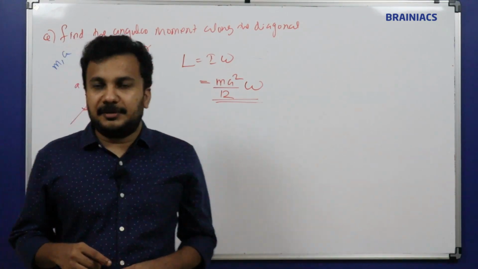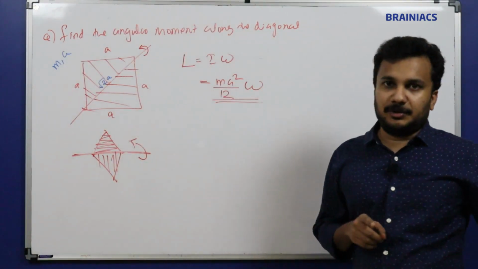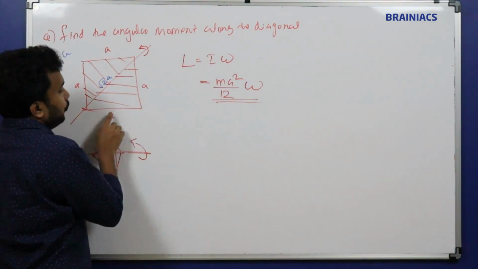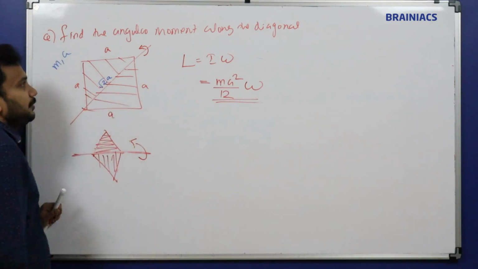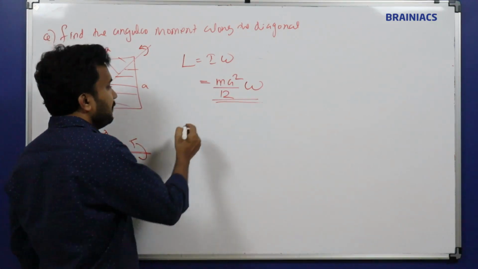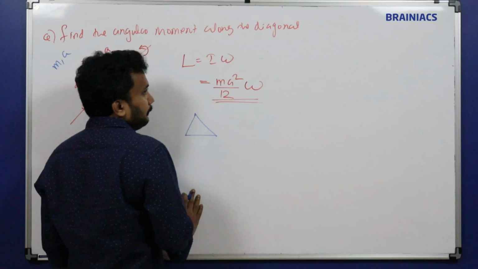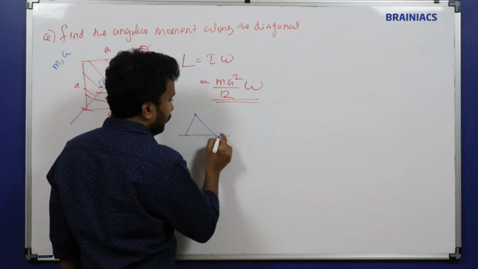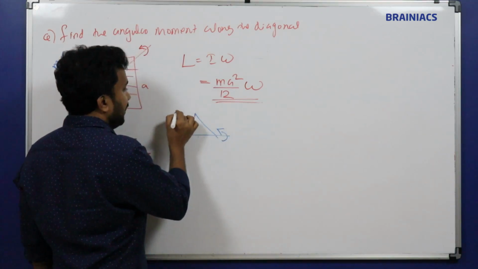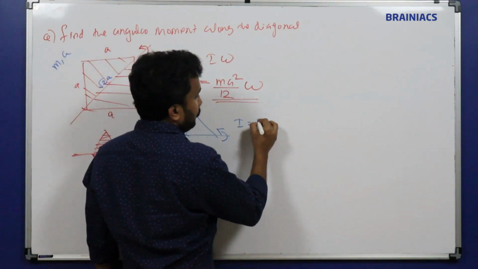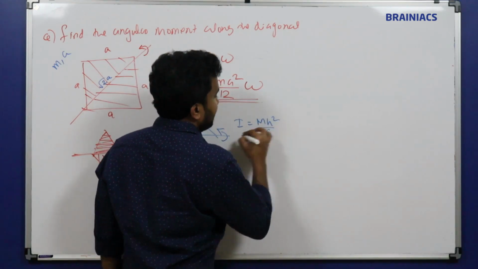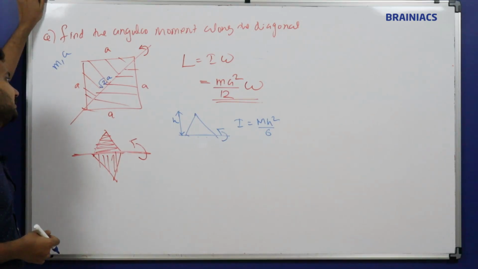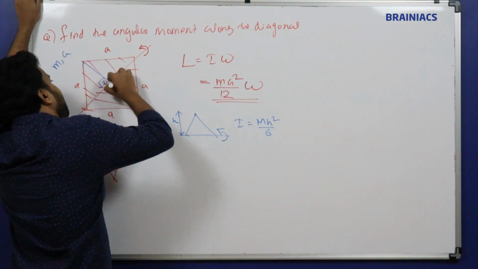Now I will clarify how you got this ma square by 12, maybe some of you might have doubts. I have written here root 2a. So this is a and this side will be root 2a. Now previously we have learned about the triangular lamina concept. A triangular lamina about this axis of rotation with a height h will have I equal to mh square by 6. This we already learned, right, for the triangular lamina.